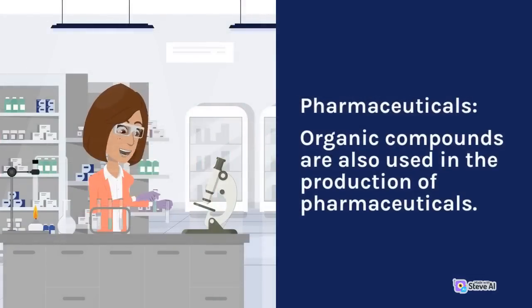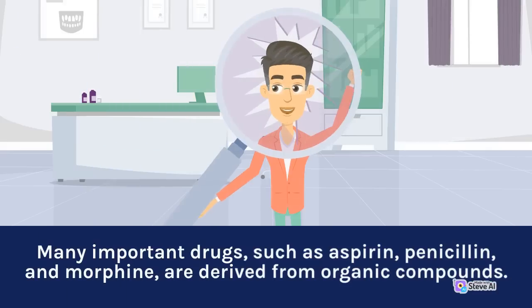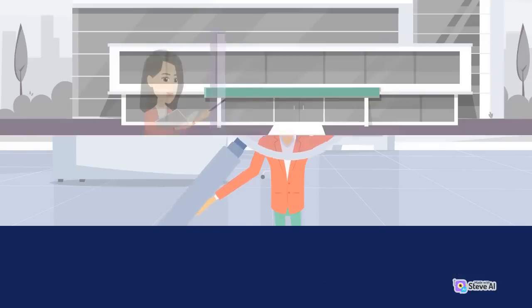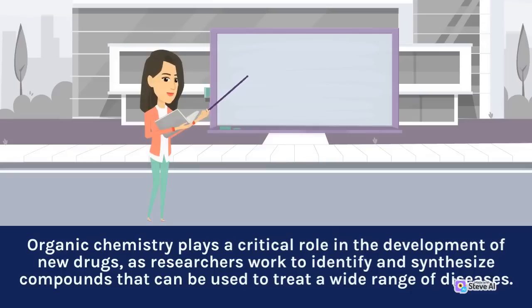Pharmaceuticals. Organic compounds are also used in the production of pharmaceuticals. Many important drugs, such as aspirin, penicillin, and morphine, are derived from organic compounds. Organic chemistry plays a critical role in the development of new drugs, as researchers work to identify and synthesize compounds that can be used to treat a wide range of diseases.